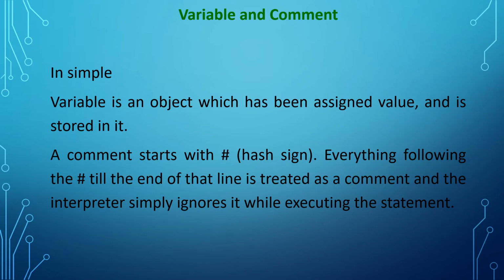In simple terms, a variable is an object which has been assigned a value and is stored in it. And what is a comment? A comment is nothing but something which starts with a hash symbol. Everything following the hash till the end of the line will be treated as a comment, and it will be ignored by the interpreter while executing the statement.